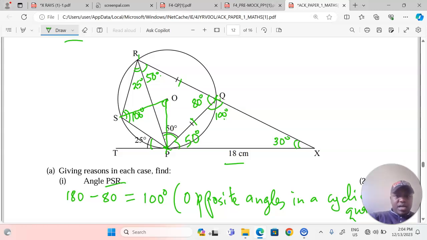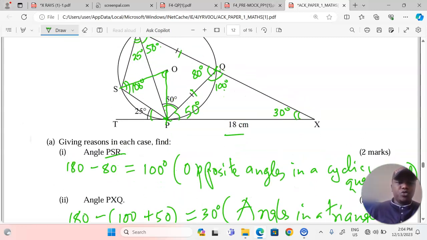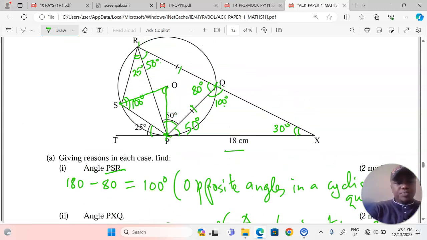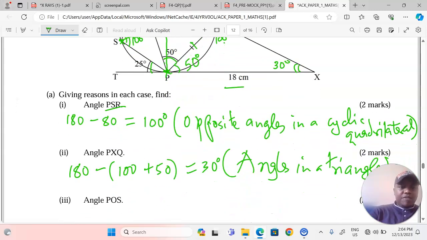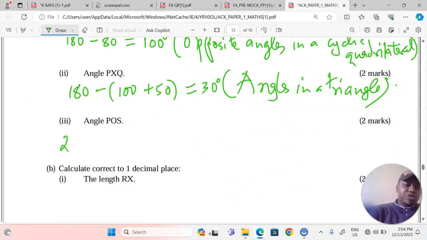Now, from the angle properties of circles, we can say the angle at the center should be double the angle at the circumference. So 25 times 2, because the chord PS produces 25 at the circumference, and PS is the one that produces an angle at the center. Therefore, the angle is 2 multiplied by 25. This is 50 degrees.